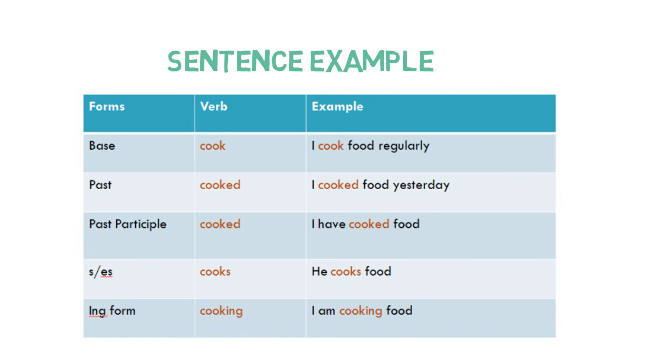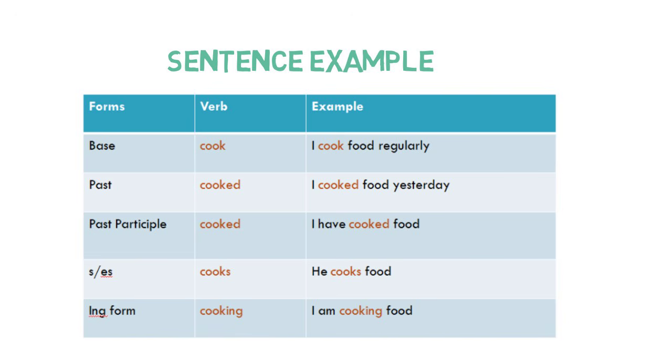The base form of the word cook is cook, and the example of it is I cook food regularly. The past form of cook is cooked, and the example is I cooked food yesterday. The past participle form of cook is cooked, and the example of it is I have cooked food.